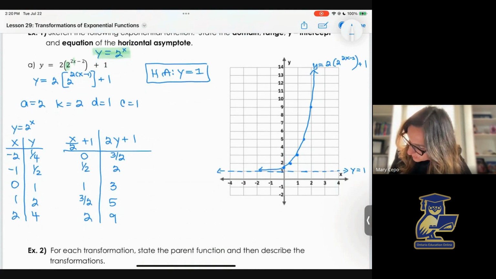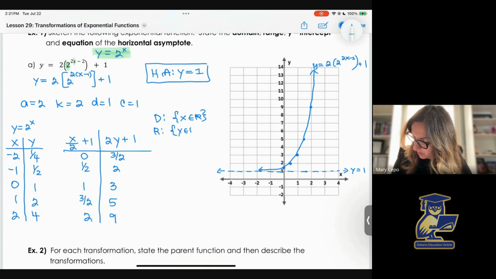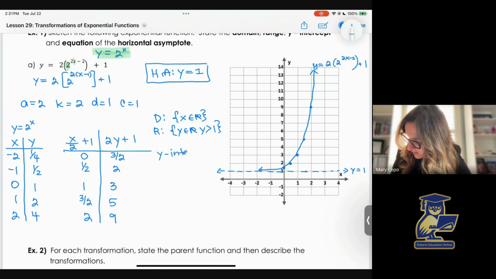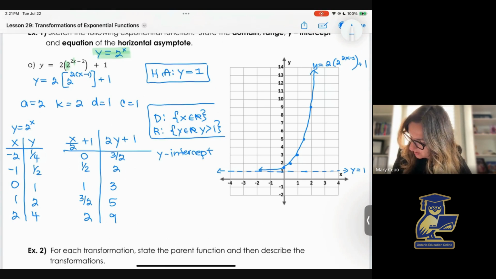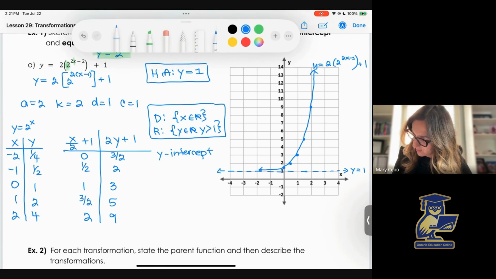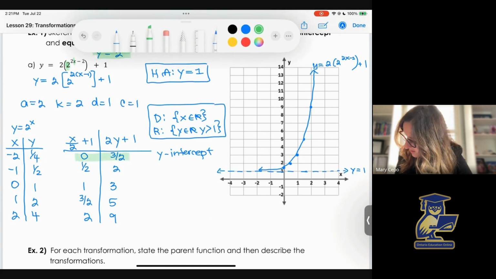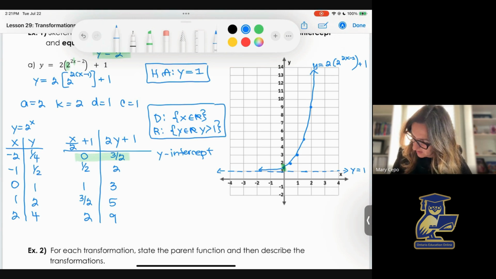So the domain. So remember, with the domain, x is an element of real numbers. There are no restrictions. However, the range, we know that y has to be greater than, in this case, the horizontal asymptote. So y has to be greater than 1. The y-intercept happens when x is equal to 0. And in this case, right off the graph, we don't have to sub it into the equation because we've already determined that. I'm just going to highlight it: when x is 0, y is 3/2, and that's that point right there. So the y-intercept is, when x is 0, y is 3/2.